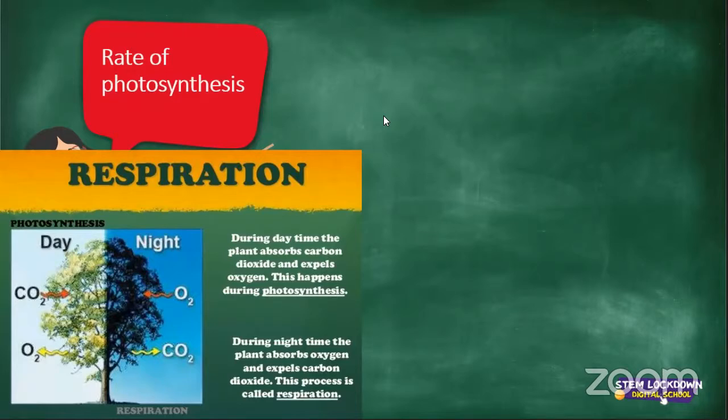Now, just looking at the bottom, it says respiration. During the daytime, the plant absorbs carbon dioxide and expels oxygen. This happens during photosynthesis. During nighttime, the plant absorbs oxygen and expels carbon dioxide, and this process is called respiration. All right. And we've got Nico that says because of the water it takes in during the day. So just like us, when we consume foods for energy, you might find that that food will last us throughout the entire day. All right.